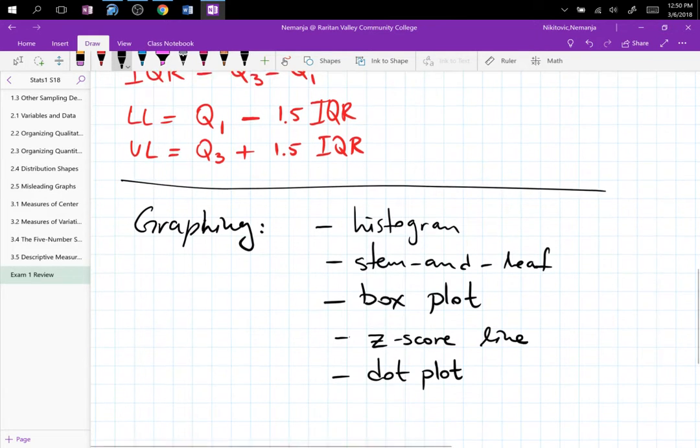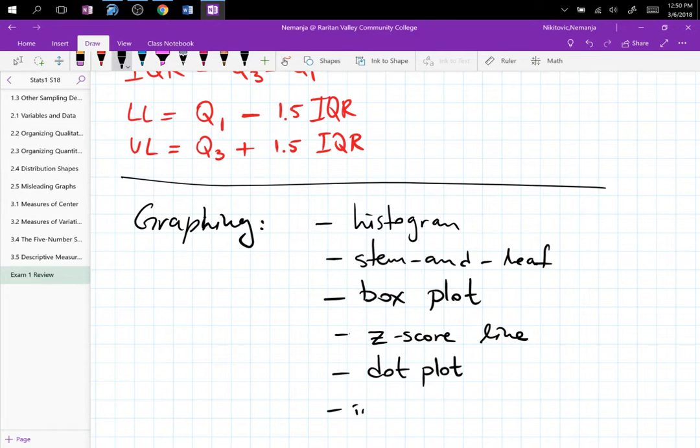And I'll put over here: interpret pie chart, pie graph, because again it's in a circle, so it's a little bit more annoying to graph it. Now for graphing, you need to be able to interpret all of these. The only one that you will not be responsible to know how to draw, even though you know how to draw, would be the pie chart.